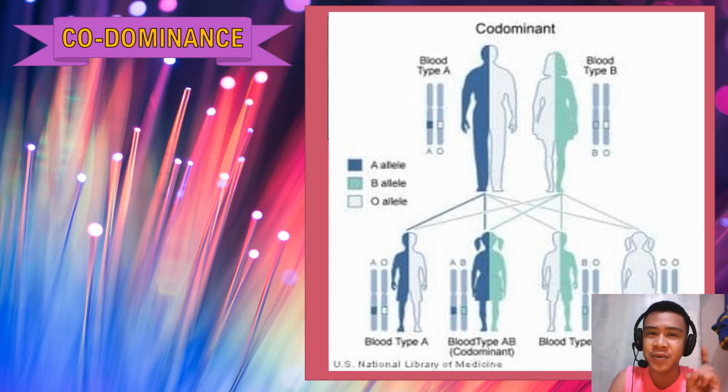The O trait, on the other hand, is a good example of a dominant or recessive relationship. If either A or B is expressed, the O trait is not expressed. So this chart illustrates how codominance can occur between A and B traits, while a dominant or recessive relationship exists between those traits and the O trait.